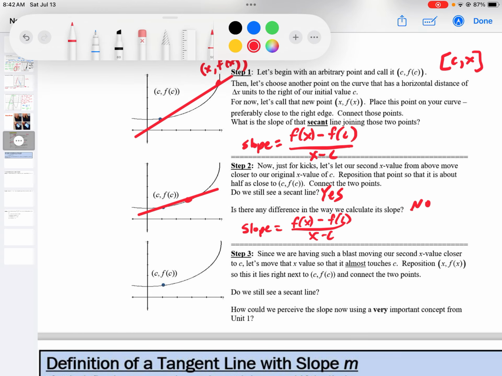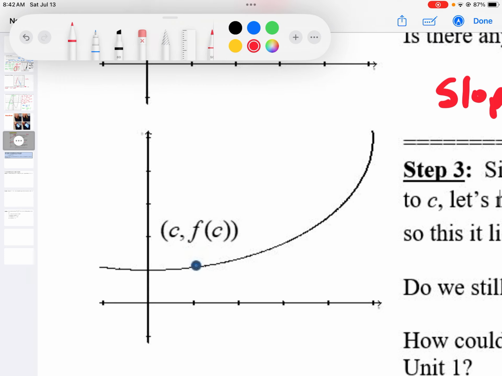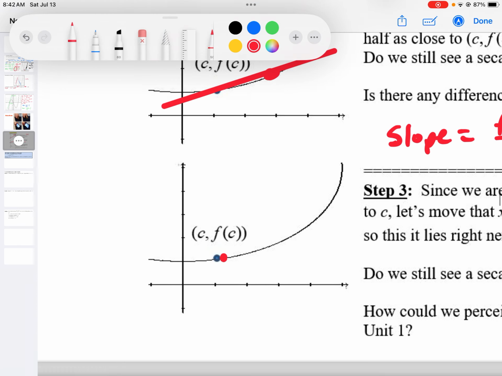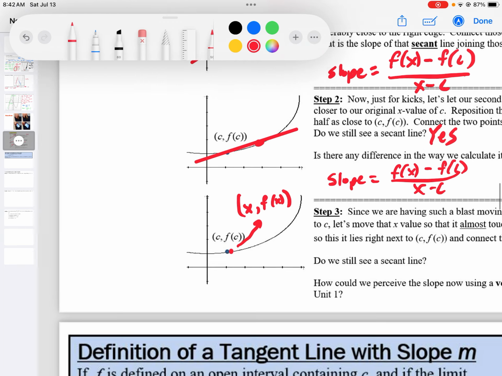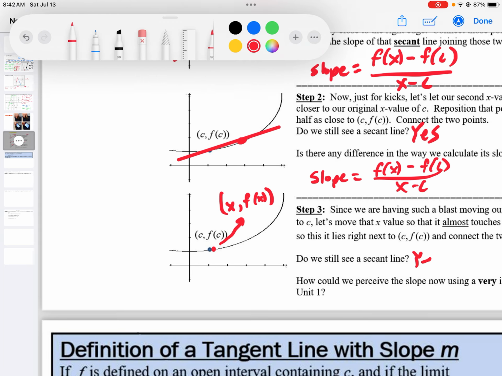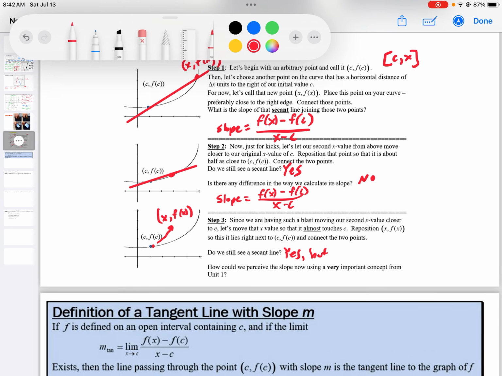Okay, since we're having such a blast moving our second x closer to c, let's move the x value so it almost touches c. Reposition f of x so that it's right next to our original point. Okay, I'm going to zoom in as close as I can. There it is. There's my point, x, f of x. Do we still see a secant line? Yes, but it's almost tangent.